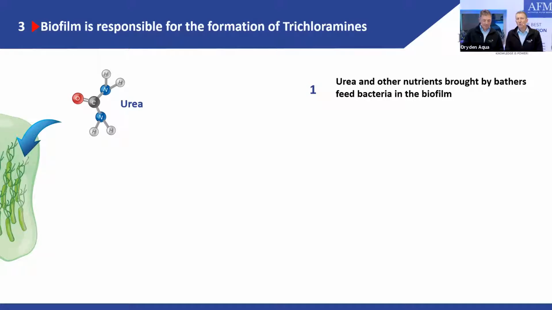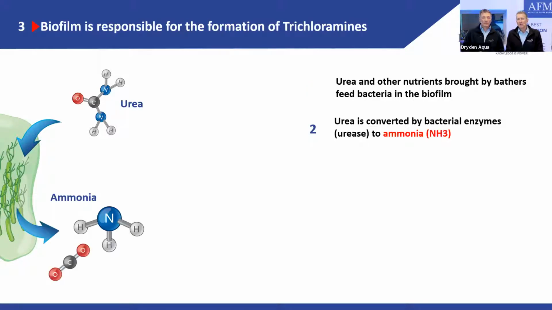Urea enters the pool, and urea is the most important food source for our heterotroph bacteria that are now living in the biofilm. These bacteria will convert urea into ammonia. These are bacterial enzymes that do this conversion. So that also corresponds to what we said before: heterotrophs take organics, produce inorganics. Exactly right. It's a perfect example.